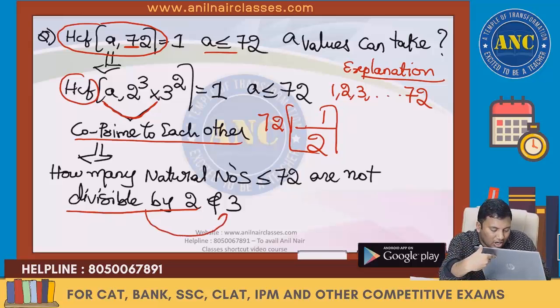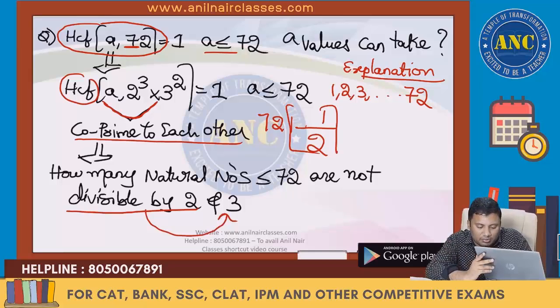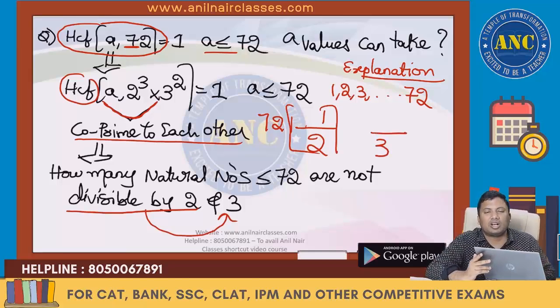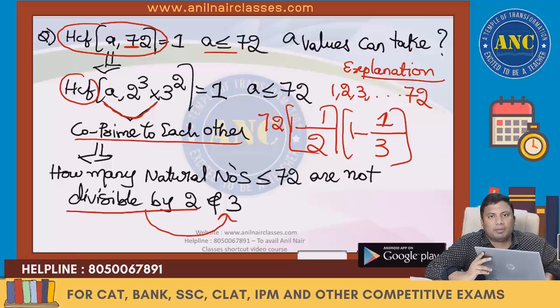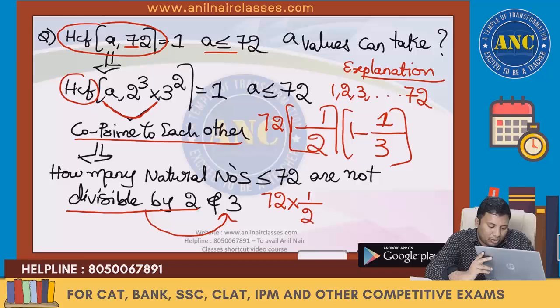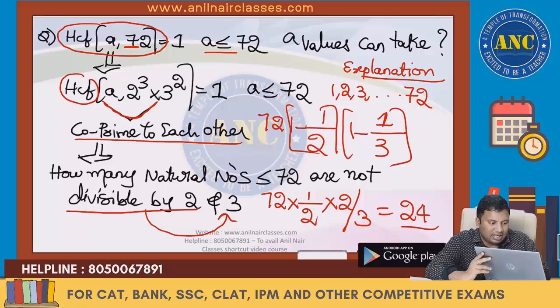Next, it should not be divisible by 3. For every three consecutive natural numbers, like 4, 5, 6, 6 is divisible by 3; 8, 9, 10, 9 is divisible by 3. Out of every three consecutive numbers, one is divisible by 3. Not divisible means total minus the numbers divisible. So 72 into 1 by 2 into 2 by 3. Answer is 24.